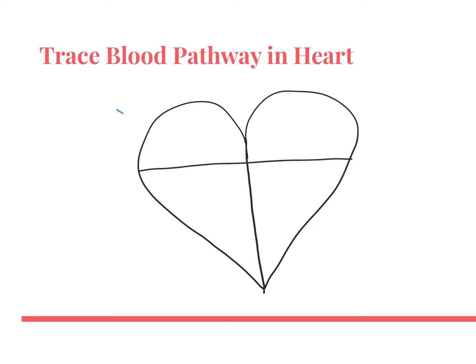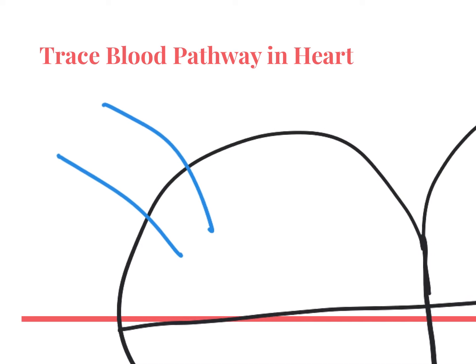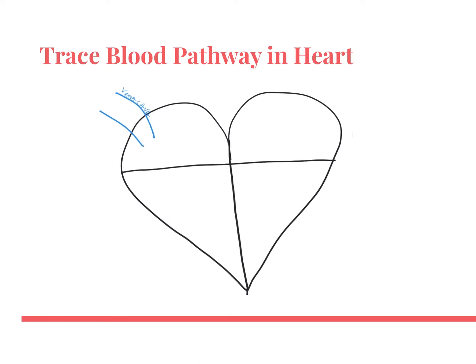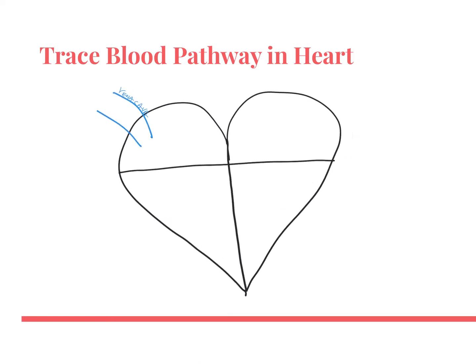So let's start off with the vena cava. The vena cava is the vein that brings the blood into the right atrium. Okay, next, let's label the right atrium. The right atrium is the top chamber of the heart on the right side, and it receives the blood from the vena cava.